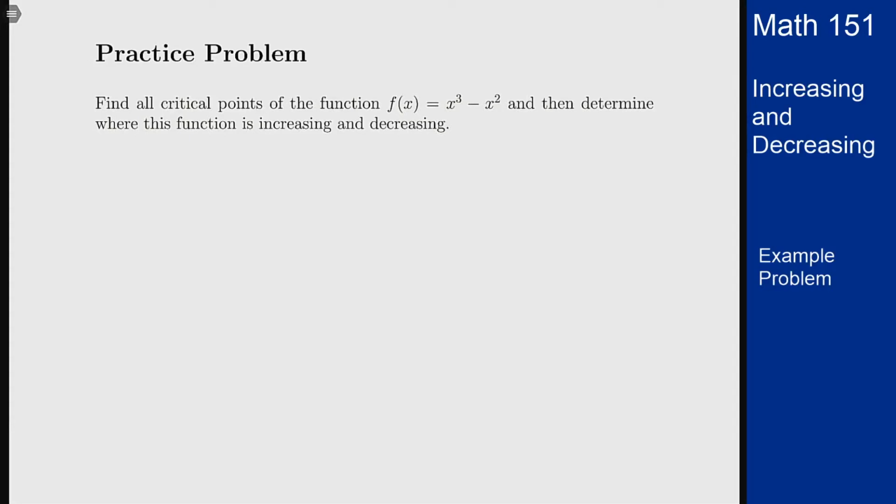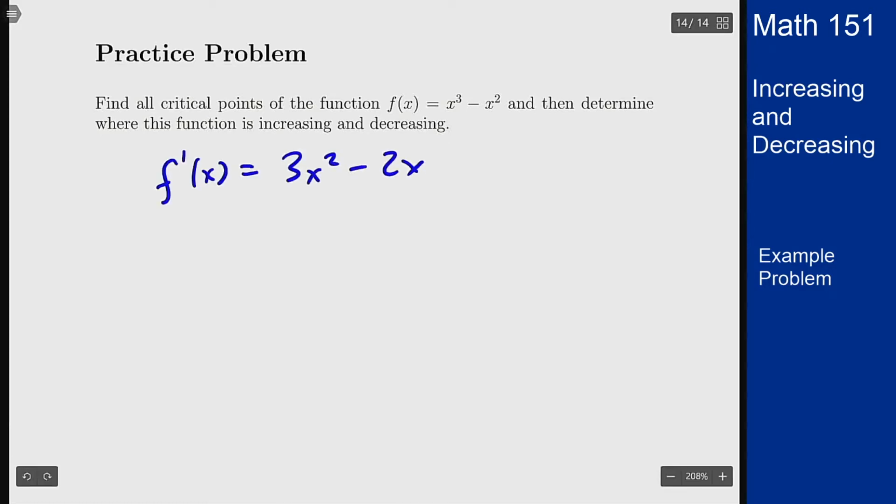In this example, we want to find all critical points of the function f of x, which is x cubed minus x squared, and then determine where this function is increasing and decreasing. So to do that, we start by taking the derivative, and we get that our derivative here is 3x squared minus 2x. This is a polynomial, so it never not exists.